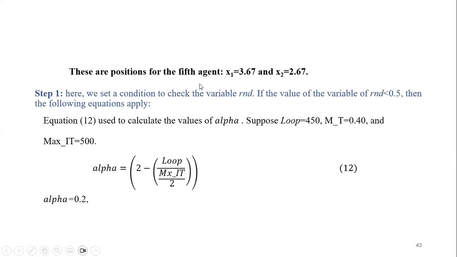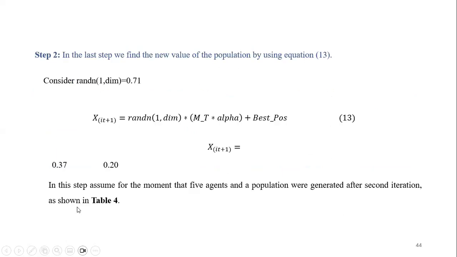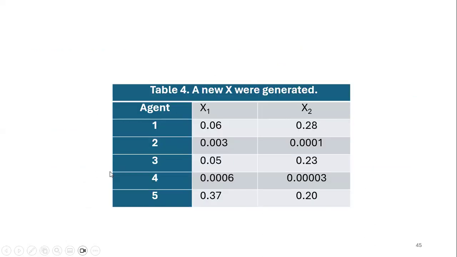Now, this is the 5th position. Again, we selected equation 12 based on the condition that we have, rand less than 0.5, and then we found that alpha is this much, and then we found agent 5, which is not the best, 0.37. Then the table is updated, and I think agent 4 is the best, and you can see the minimum value it has. So in this iteration, agent 4 is the best.